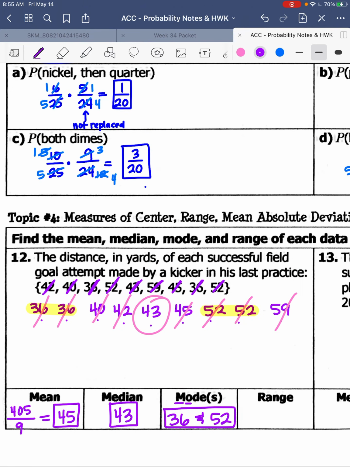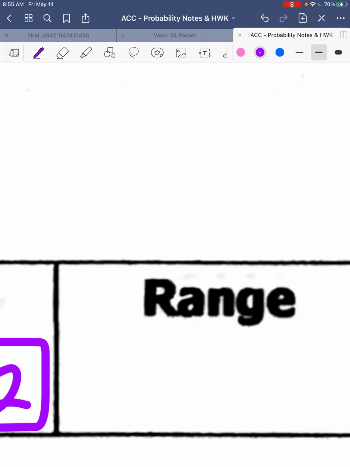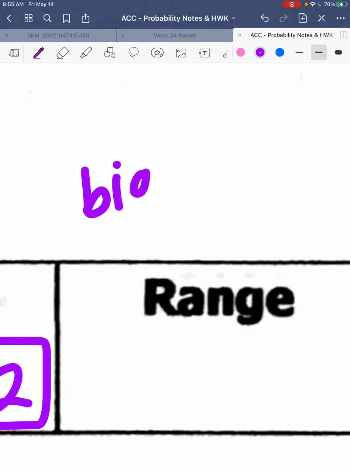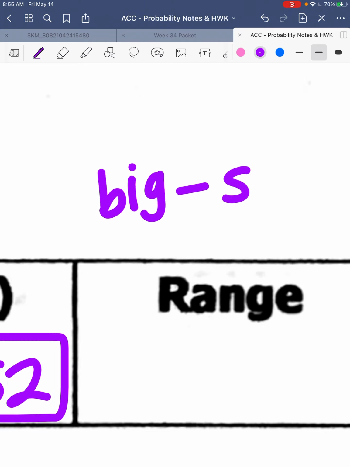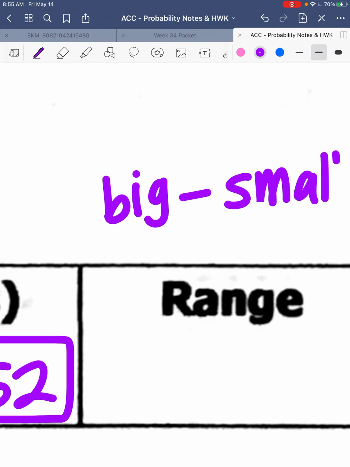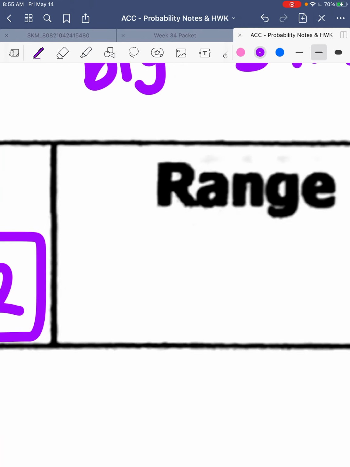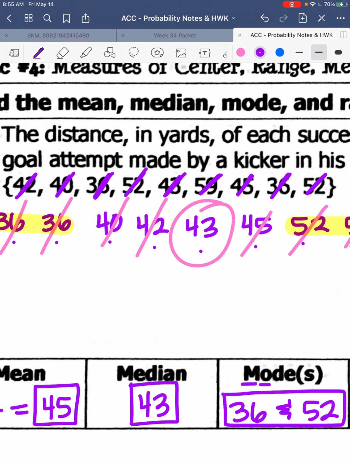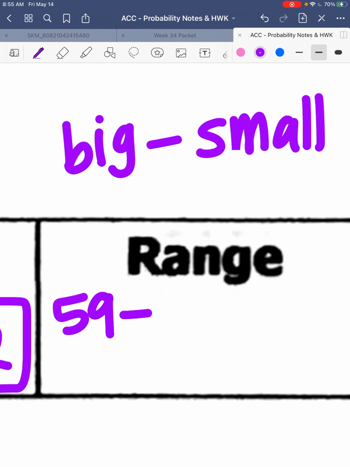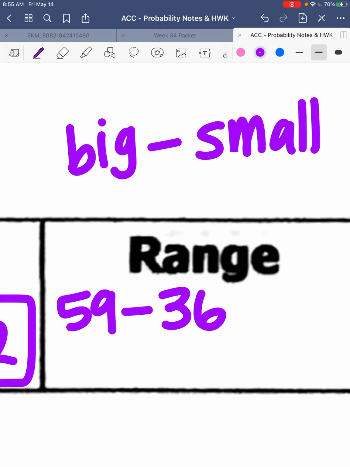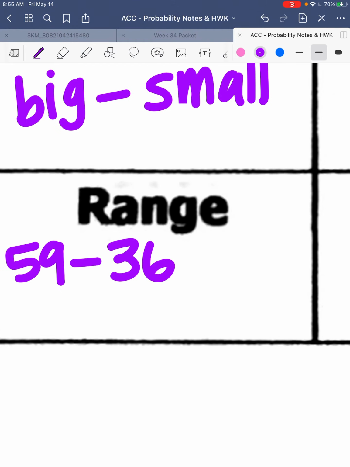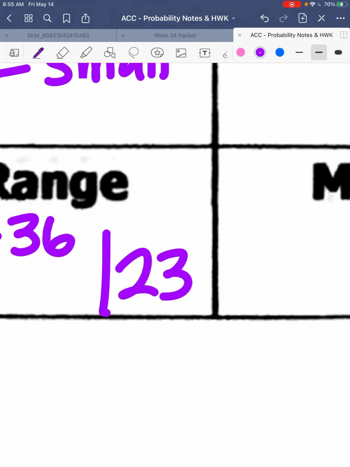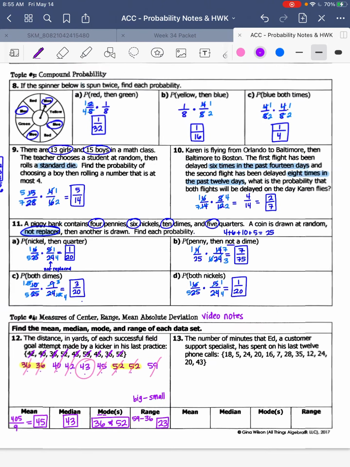Okay, and then finally my range. My range is found by taking my biggest number and subtracting the smallest number. So our biggest number is 59. Our smallest number is 36. So 59 minus 36 should give you 23. So 23 is my range.